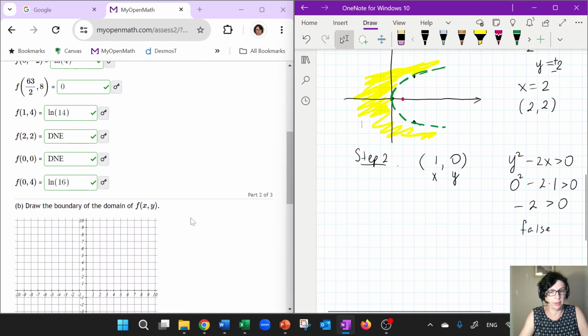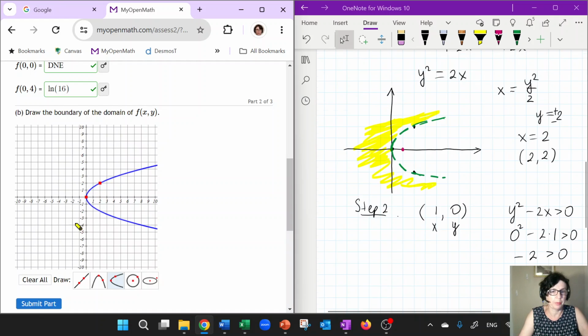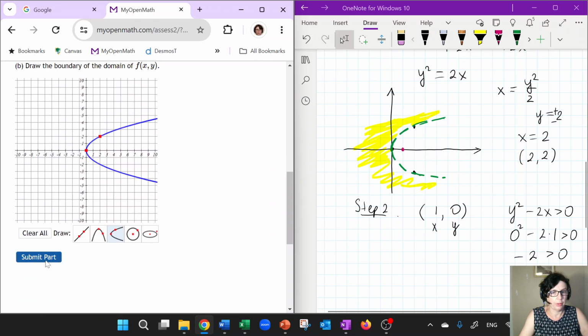All right, so let's see if we can graph it over here. This is a parabola that looks like this. Again, the vertex is at 0, 0. Then we also picked another point, 2, 2. So we did that, we drew it, but this is just the boundary. That's all there is to it.